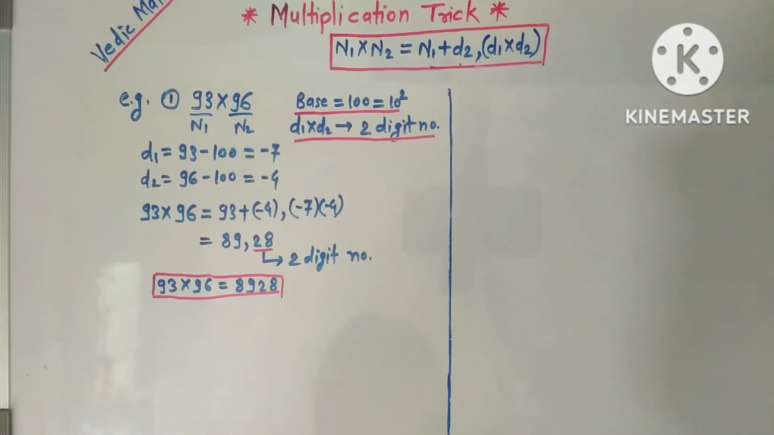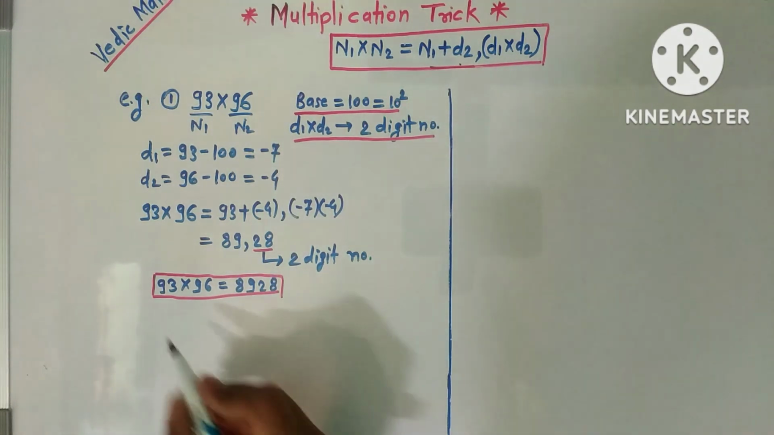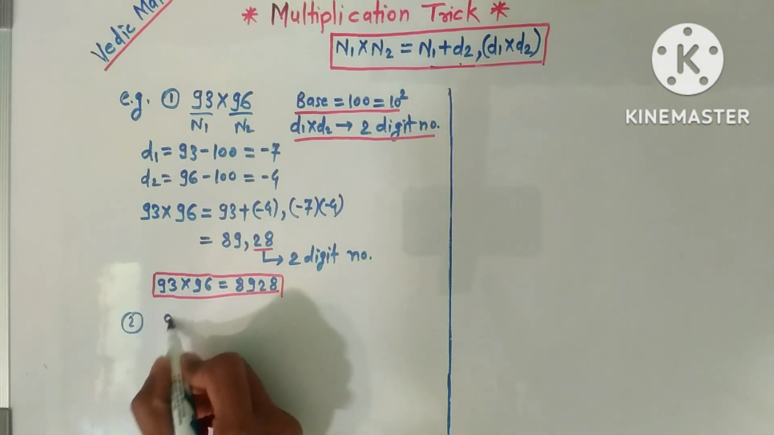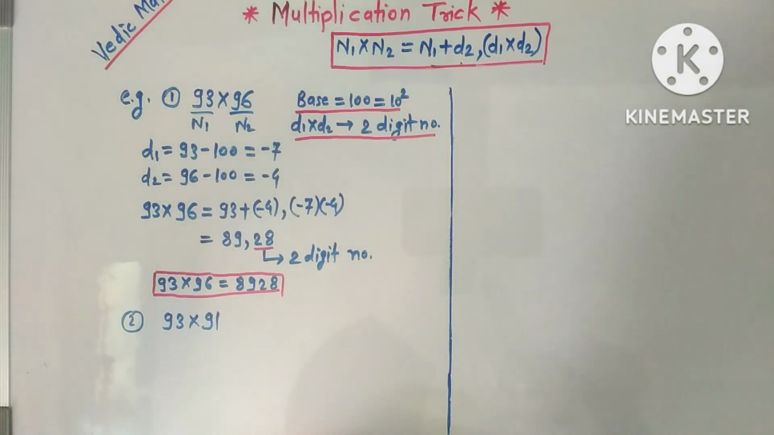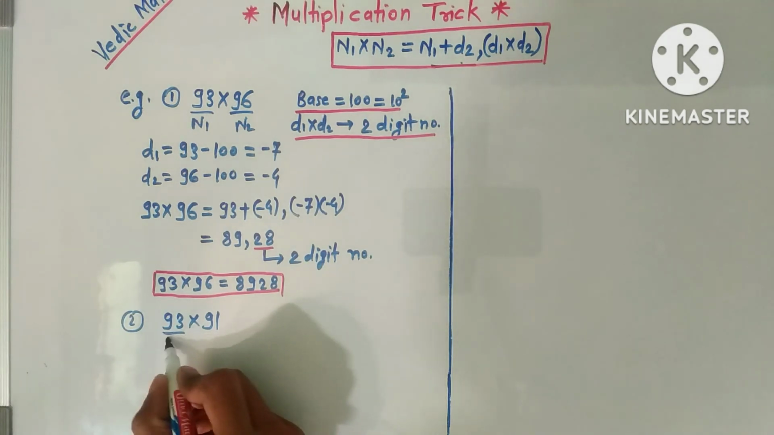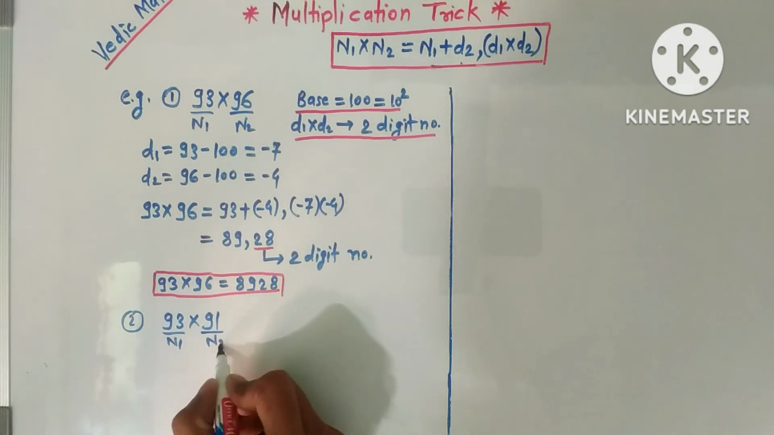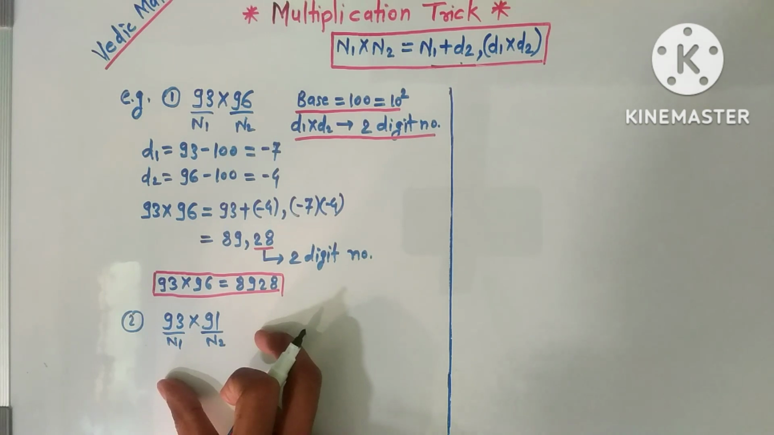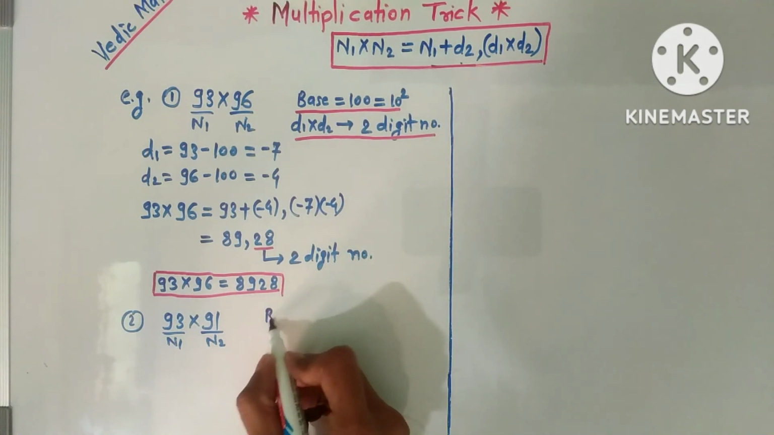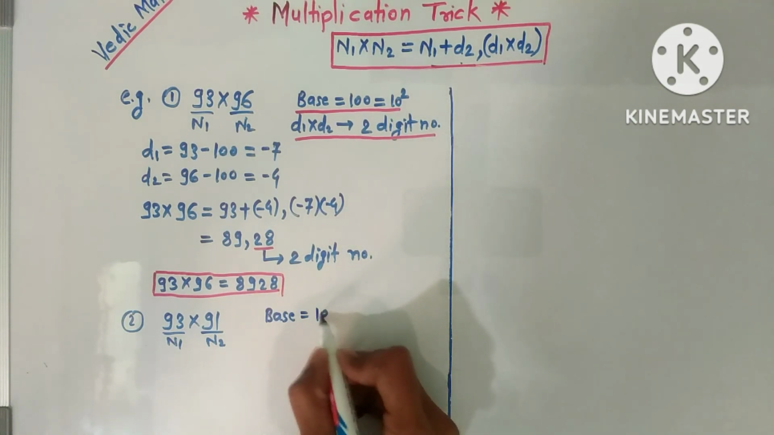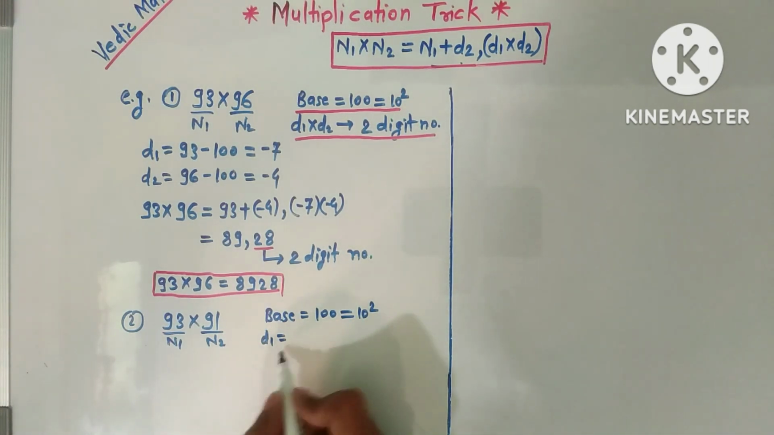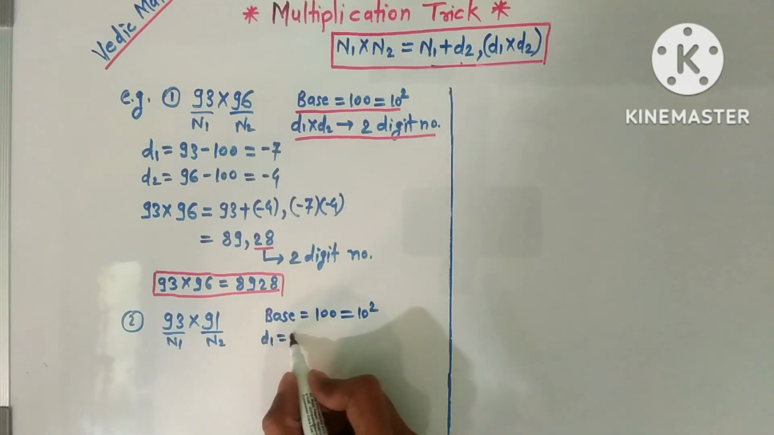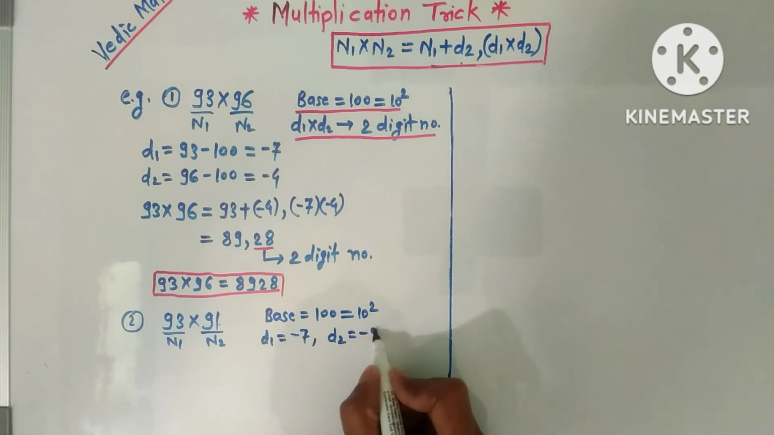Now we will take the next example. Suppose 93 into 91. See here, suppose 93 is our n1, 91 is n2. Both these numbers are below 100. So here we consider the base as 100, that means 10 raised to power 2. What is the value of d1? d1 means 93 minus 100, that means minus 7. And d2 means 91 minus 100, that means minus 9.